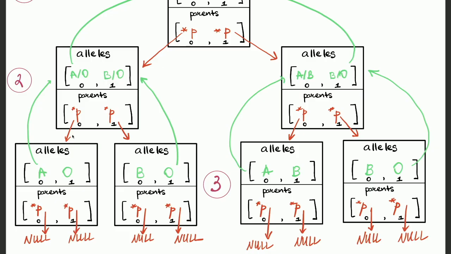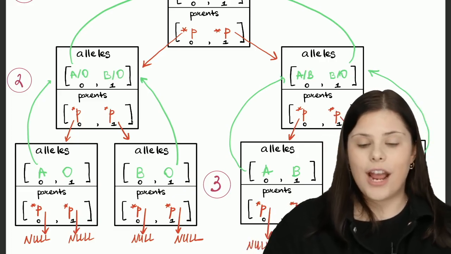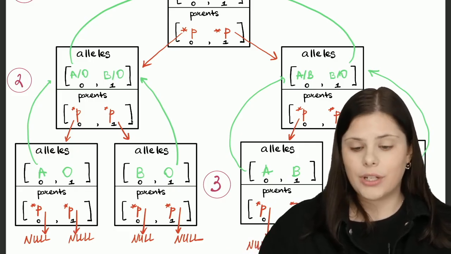So this part is done. I have 2 pointers that are referencing my parents, and they already have their alleles. We've set them equal to null.